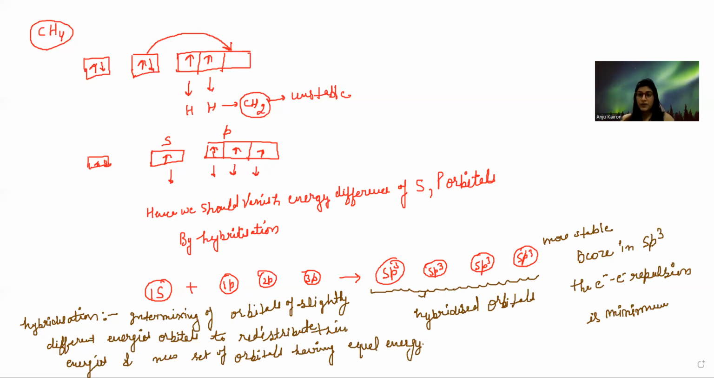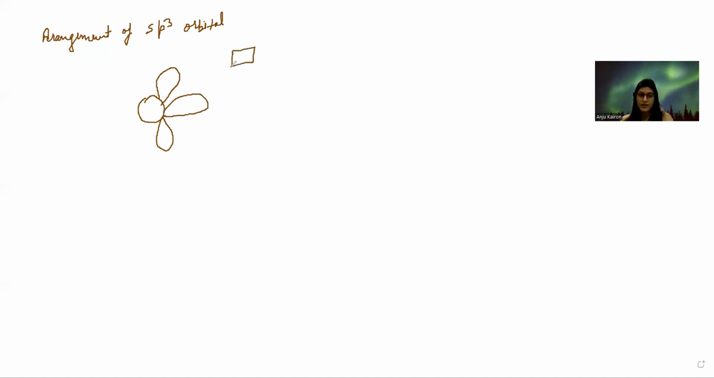Now we see sp3 hybridization, the arrangement of sp3 orbitals. Now you know that the s orbital is spherical in shape, and the p orbital is in the shape of a dumbbell. Carbon has 3 p orbitals and 1 s orbital in sp3 hybridization. We already saw this. And we have 4 unpaired electrons and carbon bonds with 4 hydrogens.